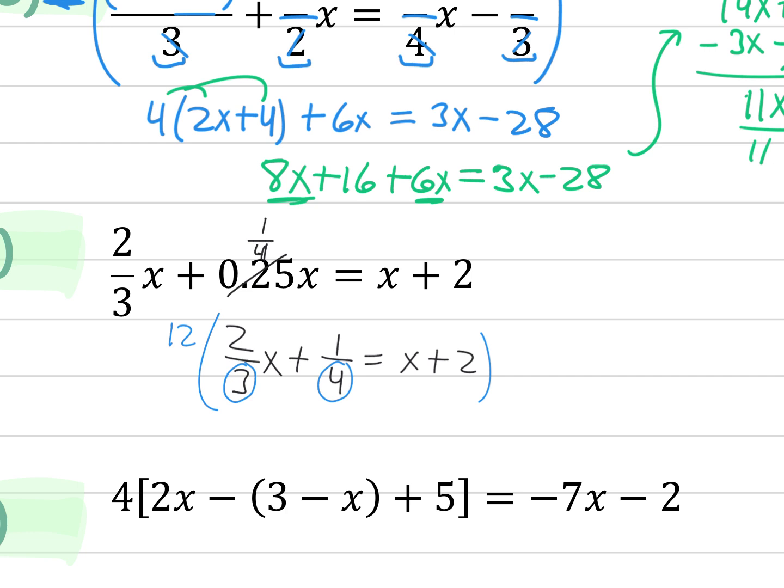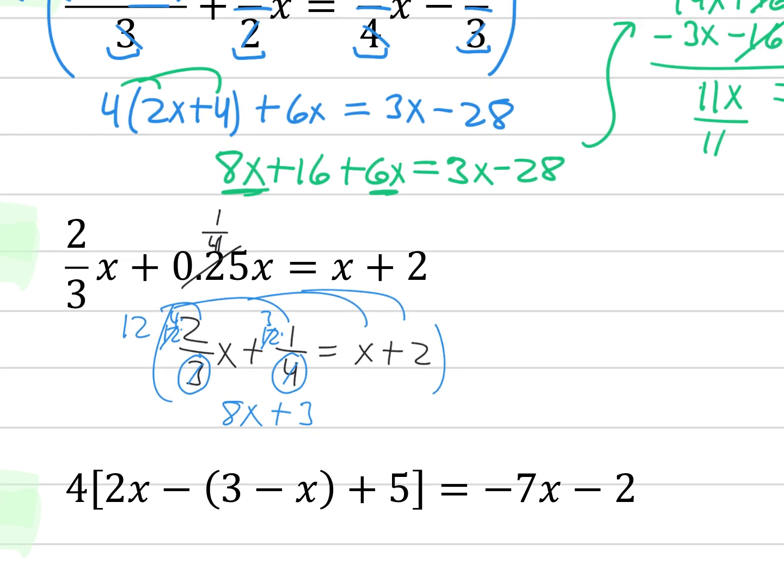All right, so then when I distribute this 12 to everything, 12 times 2 over 3, well, 12 over 3 is going to get you a 4, and then 4 times 2x is going to get you an 8x. And then I can do the same thing over here. 12 times 1 over 4, 12 divided by 4 is going to get you a 3, so I get 8x plus 3. And then there's no denominators here, so I'm just going to distribute as normal. 12 times x and 12 times 2. So then I get equals 12x plus 24.